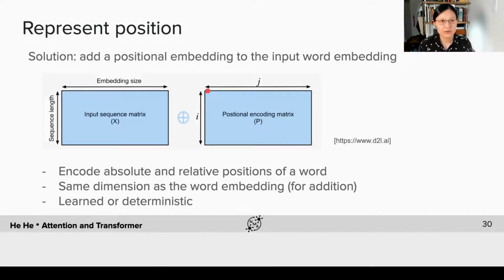Now, we additionally add a positional encoding matrix, which is of the same size as the input sequence matrix. So it's basically element-wise addition. And this position encoding matrix can either be deterministic, which means we hand code some encoding, or learned from the specific task.